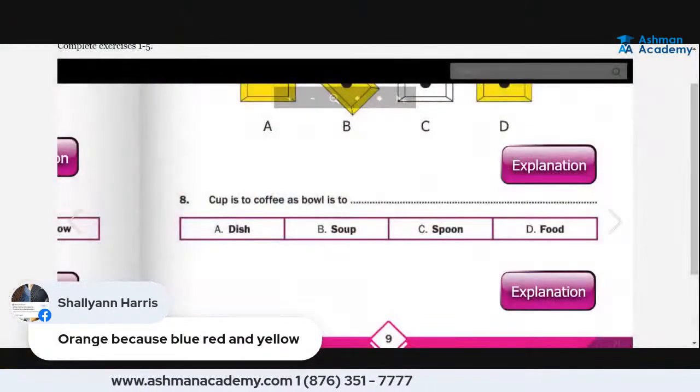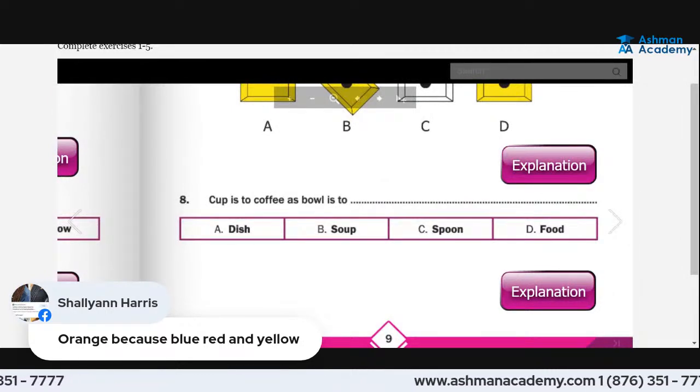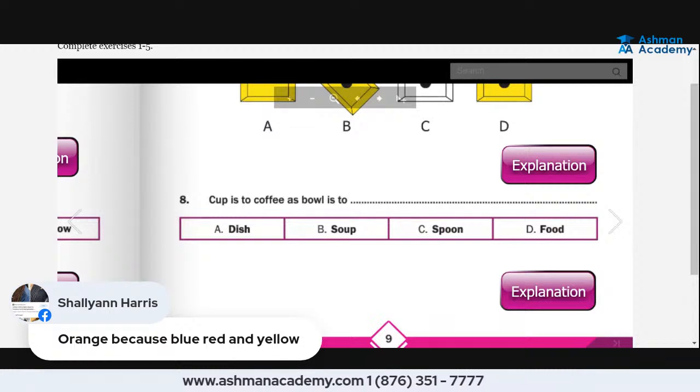All right, if my memory serves me correct, I think the ministry had a question similar to this one in the last exam. Let's look at this one here. Very similar to this. They had one like this. So it says cup is to coffee as bowl is to what? Is it dish, soup, spoon, or food? Yeah, they had one like this.